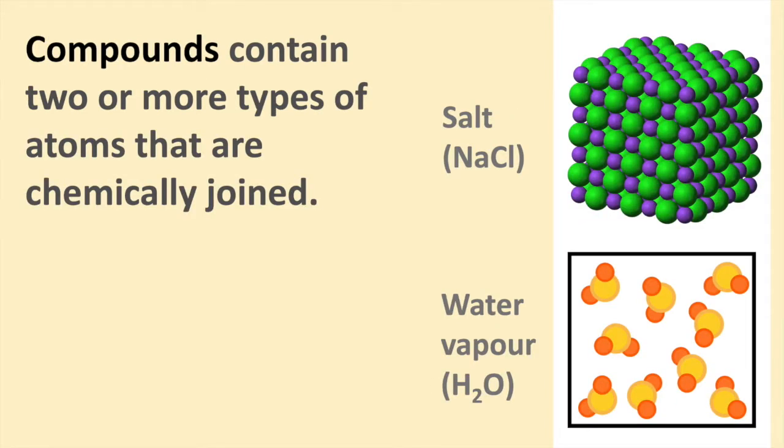Compounds contain two or more types of atoms that are chemically joined. An example of a compound would be salt, which is an ionic compound. This consists of sodium and chloride ions that are joined through ionic bonds. Water vapor is another example of a compound. Water molecules consist of two hydrogen and one oxygen atom that are chemically joined.